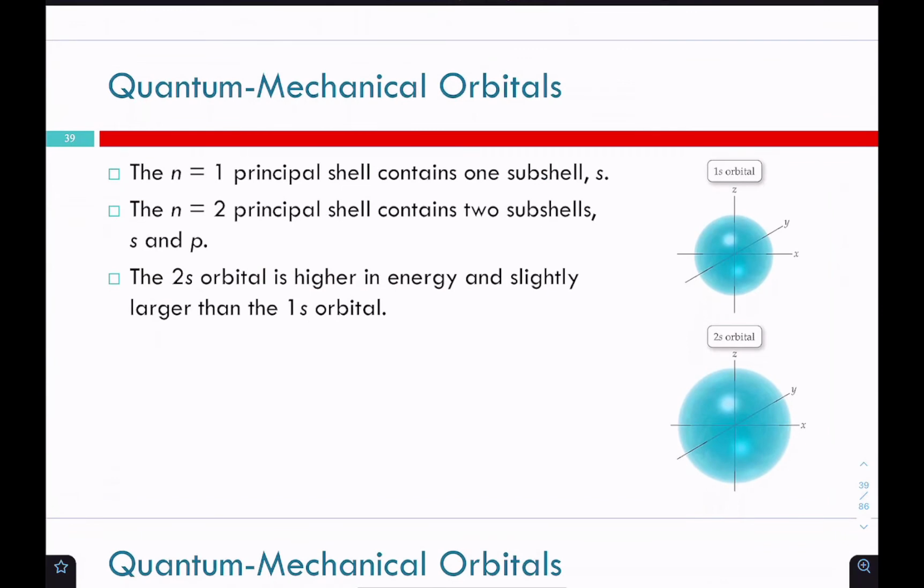Okay, so more about these orbitals and their energy levels. So the n equals 1 principal shell contains one subshell, s. So that's just the s neighborhood. It's like the inner city of the atom. The n equals 2 principal shell contains two subshells. So we have s, which is the sphere. S is a sphere, continues to be a sphere all the way up. The spheres just get bigger. The n equals 2, though, also has a p orbital, which we'll talk about. So the 2s orbital is higher in energy and slightly larger than 1s, because every time we increase that first number, higher and higher energy.